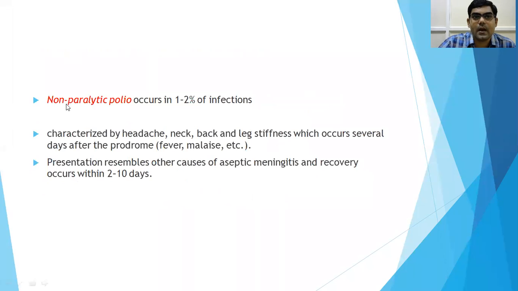And then there is non-paralytic polio. Non-paralytic polio occurs in 1 to 2% of infections. It is characterized by headache, and neck, back, and leg stiffness, which occur several days after the prodrome. So it is similar to aseptic meningitis, a presentation like other aseptic meningitis, and recovery usually occurs within 2 to 10 days. It means there is no residual paralysis. The child will be as normal as before the polio virus infection.